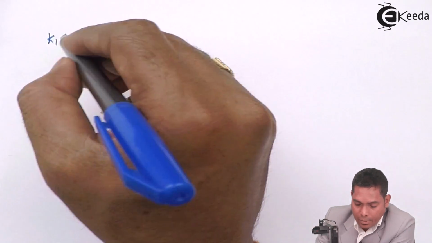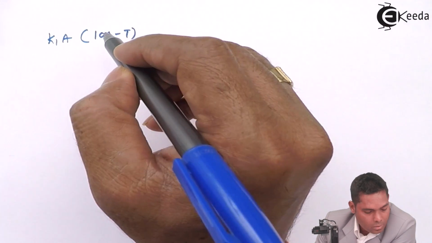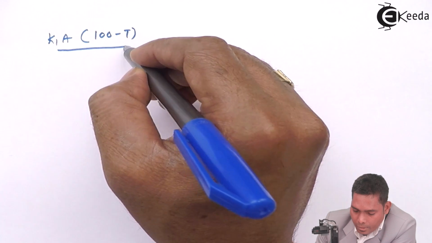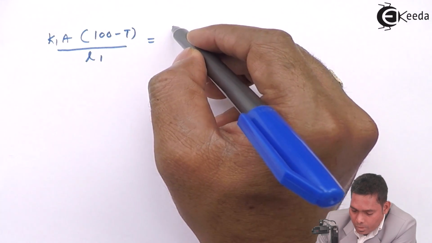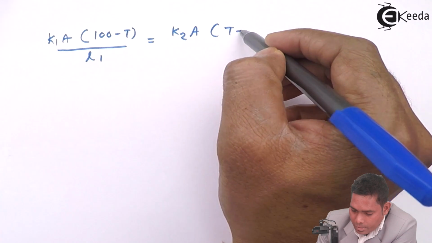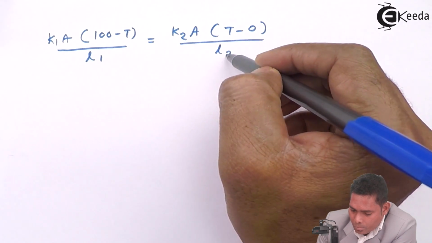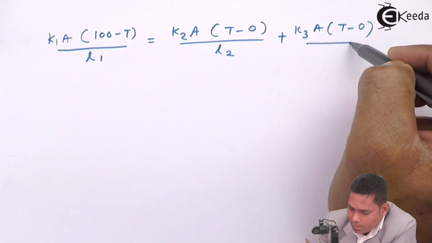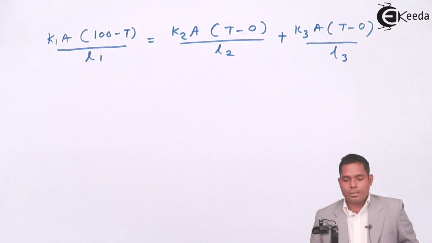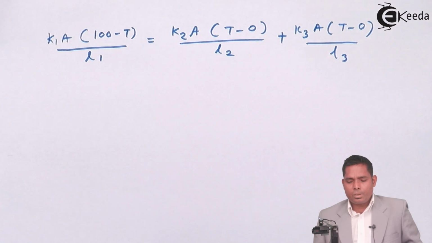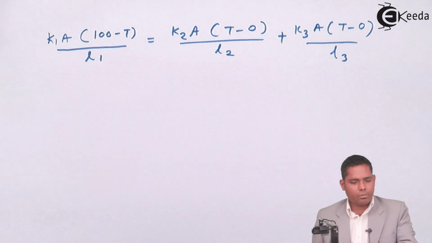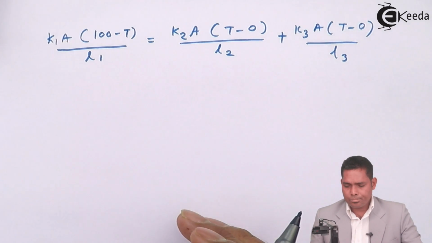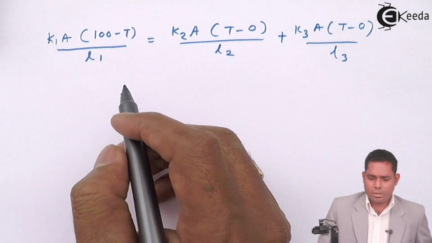So I have K1A 100 minus T divided by L1 that equals to K2A T minus 0 divided by L2 plus K3A T minus 0 divided by L3. So basically we have to solve this equation because everything else is given except the T value. So from here you will get T, then afterwards we'll take the help of that to get the expression for the heat flow.